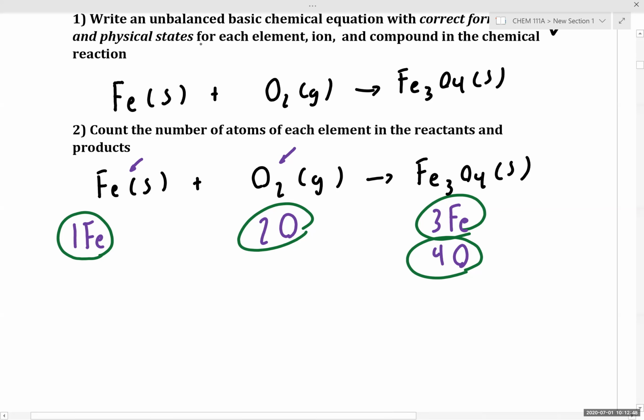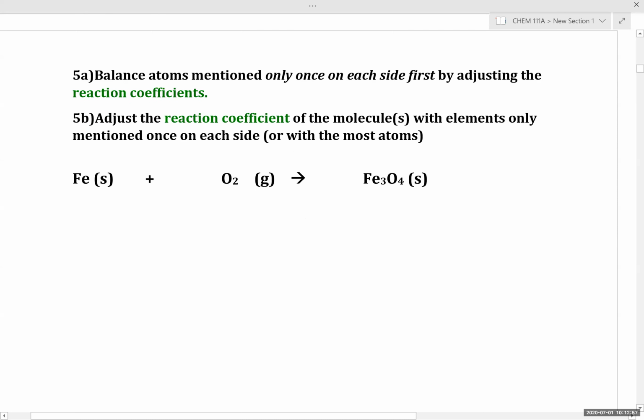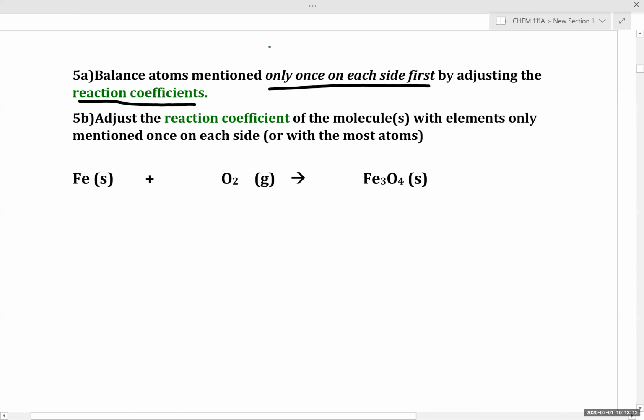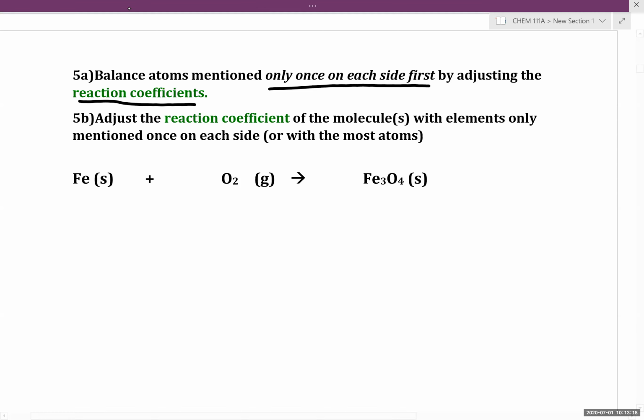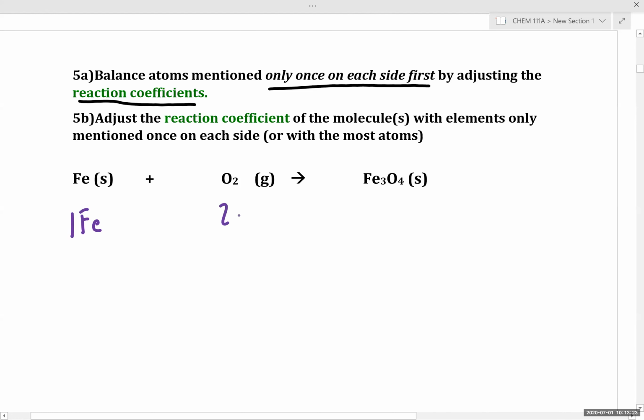Perfect. So we've completed our preliminary view of this chemical equation. Let's now talk about what we do next. Well, you balance atoms mentioned only once on each side first by adjusting the reaction coefficients. So, again, as a refresher, we have iron and oxygen unbalanced. We have 1 iron on the left. We have 2 oxygens on the left, and we have 3 irons and 4 oxygens on the right.